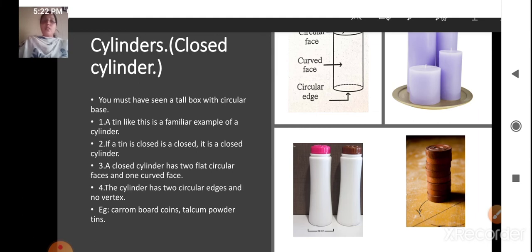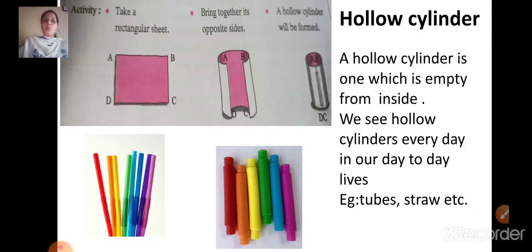One more cylinder which we are going to learn is the hollow cylinder. For this, you can take a rectangular sheet if you have it in your house. Name it ABCD, the way I have named it. And then what you are going to do is bring the opposite sides together, both the sides, bring them together and stick it. What will you see? You will see a hollow cylinder is formed.